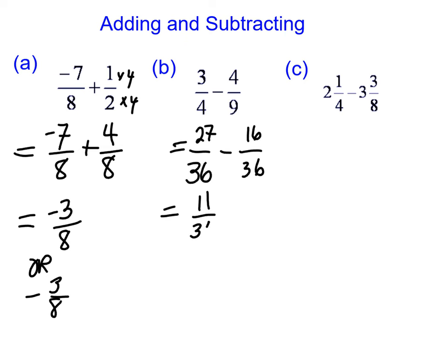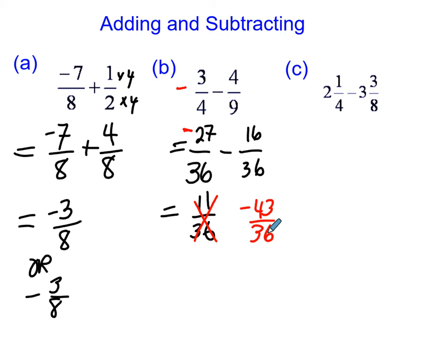Now, let's say, for argument's sake, there was a negative here. All that means is that the negative would be there. And then this answer would now become -27 minus 16, which will end up being -43 over 36. And then, of course, we would simplify if we could. So just be careful with where the negatives are.